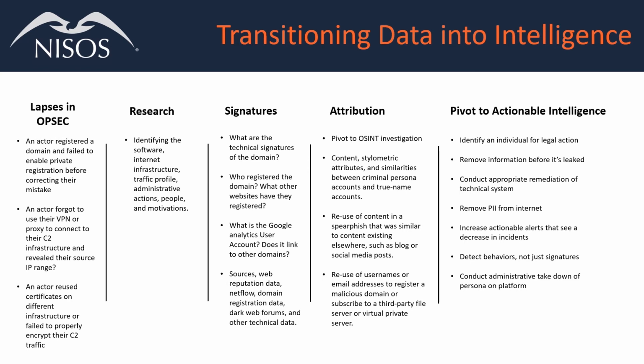We assess characteristics such as content, stylometric attributes, and similarities between criminal persona accounts and true name accounts. Reuse of content in a spearfish that was similar to content existing elsewhere, such as blog or social media posts. Reuse of usernames or email addresses to register a malicious domain or subscribe to a third-party file server or virtual private server. Photographs that provide traceable location details, such as landmarks or geographical attributes. Screenshots, files, or photos used by the actor that leave vital forensic clues revealing real identity or location. And details ascertained through direct engagement with the threat actor.